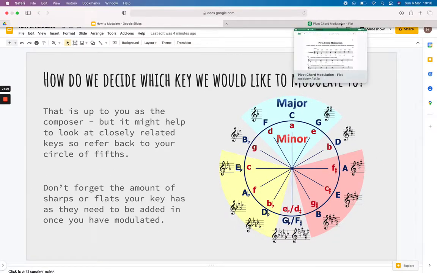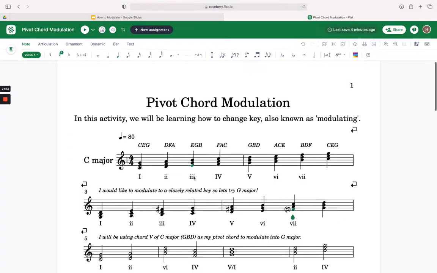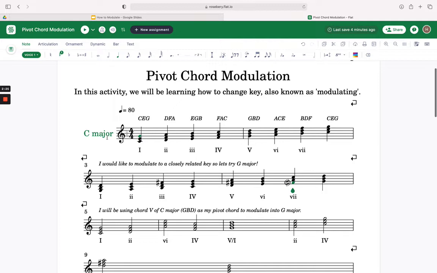Okay, so now if you look at your task that I've set for you, you'll notice I have written out the chords for C major, as this is my original key. The key that I would like to modulate to is G major. G major is a closely related key of C major, as G major is the dominant of C.